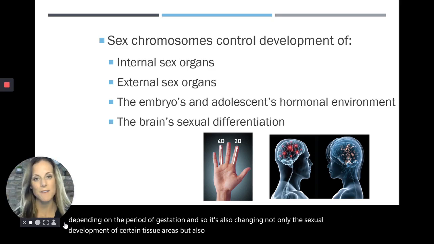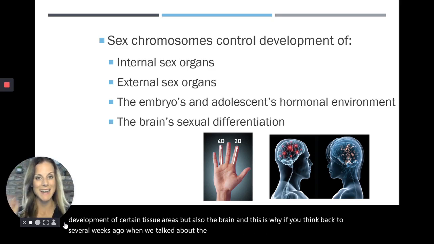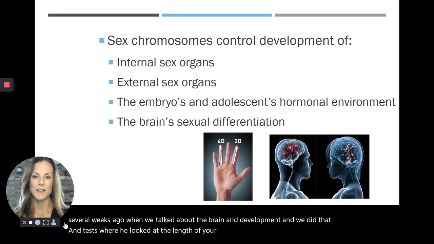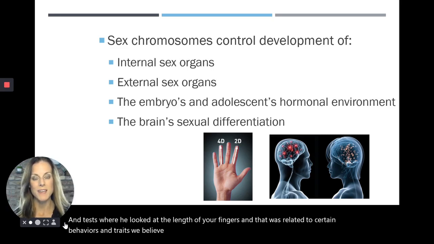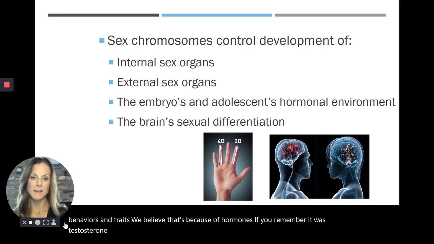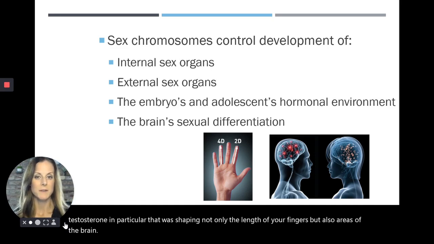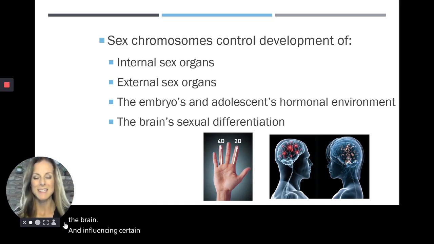And this is why, if you think back to several weeks ago when we talked about the brain and development, and we did that hand test where you looked at the length of your fingers, and that was related to certain behaviors and traits, we believe that's because of hormones. If you remember, it was testosterone in particular that was shaping not only the length of your fingers, but also areas of the brain and influencing certain behaviors, right? The propensity to engage in certain behaviors.